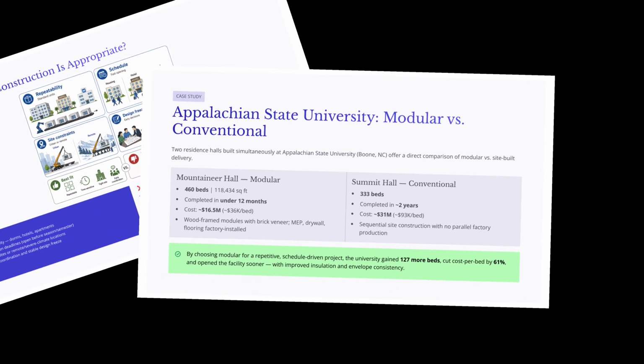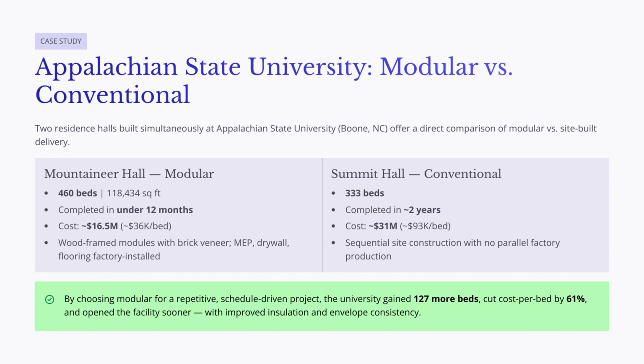This case study compares two residence halls built at Appalachian State University, Mountaineer Hall and Summit Hall. Mountaineer Hall used modular construction, while Summit Hall used conventional site-built construction. This comparison is useful because both projects were student housing projects, but they produced very different outcomes. Mountaineer Hall included 460 beds and approximately 118,434 square feet. It was completed in under 12 months and cost about $16.5 million, or roughly $36,000 per bed.